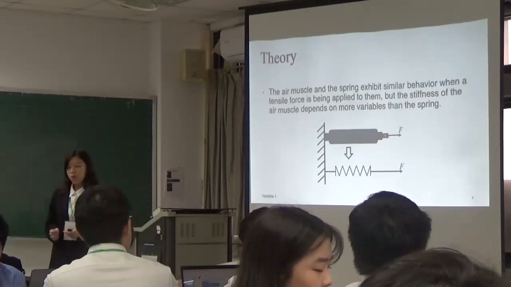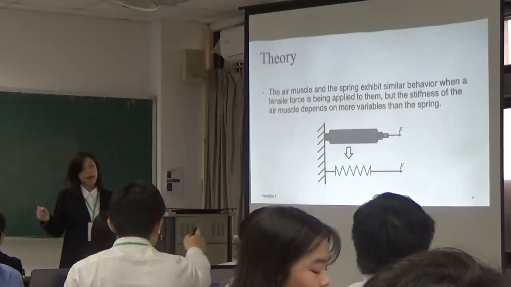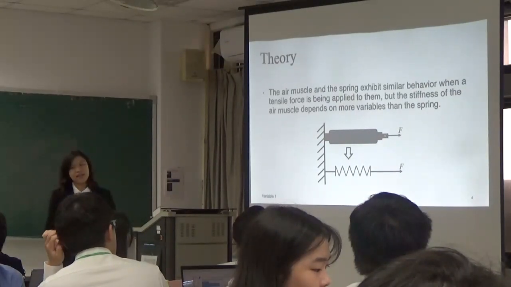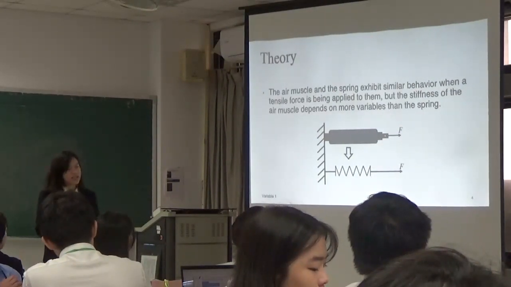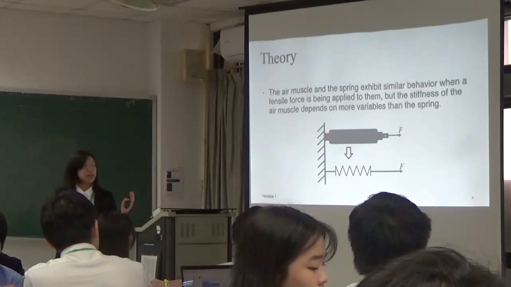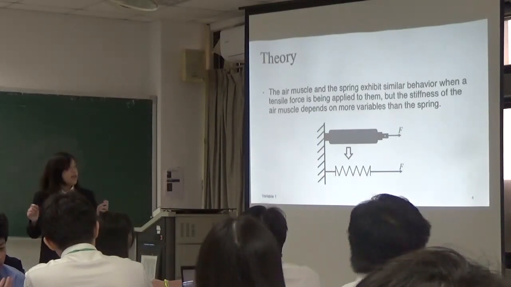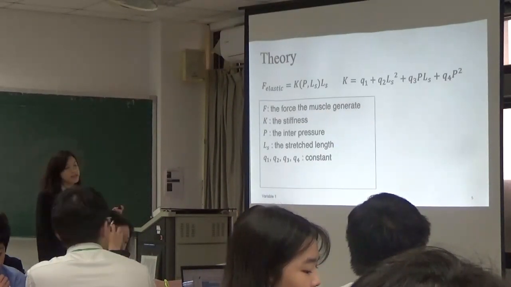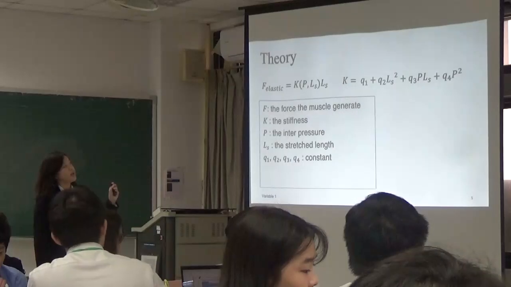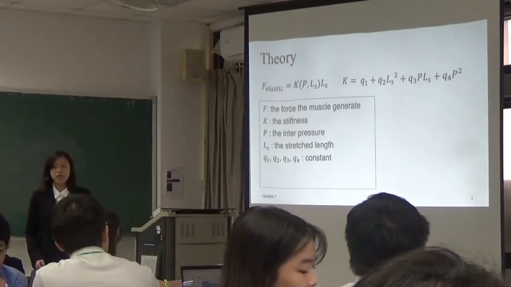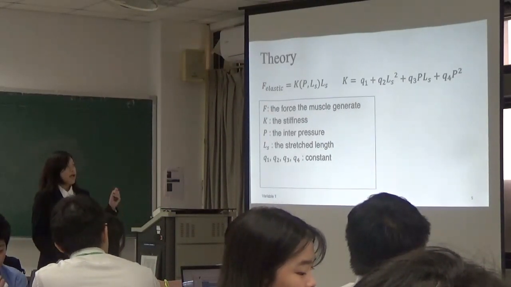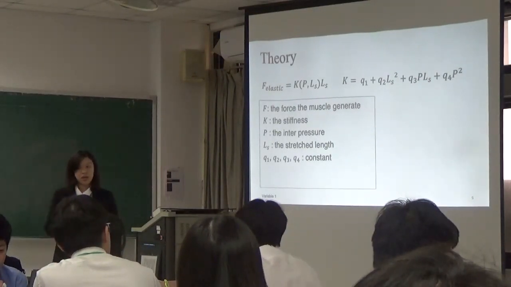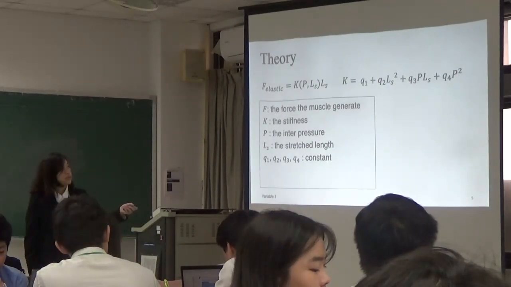This is the second theory. When an air muscle or a spring is subjected to a tensile force, it will exhibit similar behavior, which means that it has a quite similar formula, but it's quite different because the stiffness of the spring depends mostly on the material, while the stiffness of the muscle depends on more variables than just that. This is the formula of the second theory. In this case, F is the force the muscle generates, K is the stiffness, P is the inner pressure, LS is the stretched length, and Q1 to Q4 are constants that should be found in the experiment.